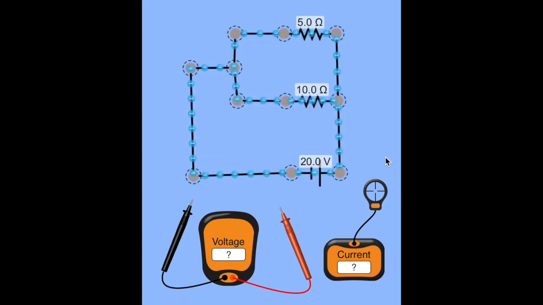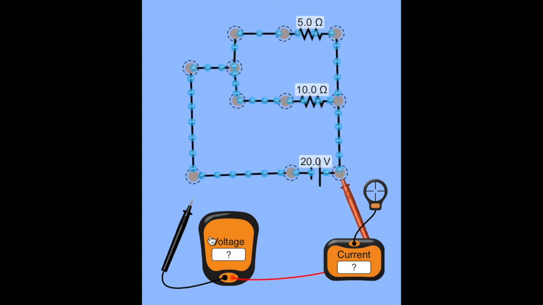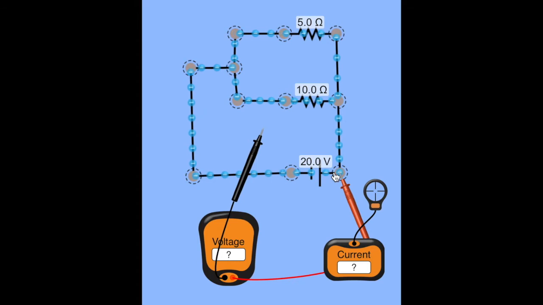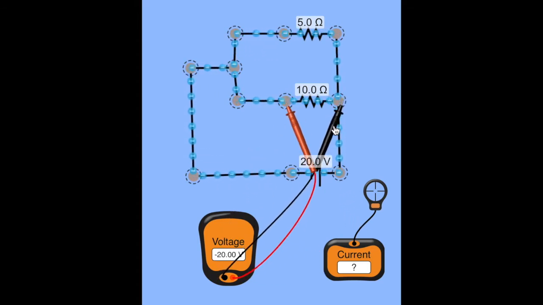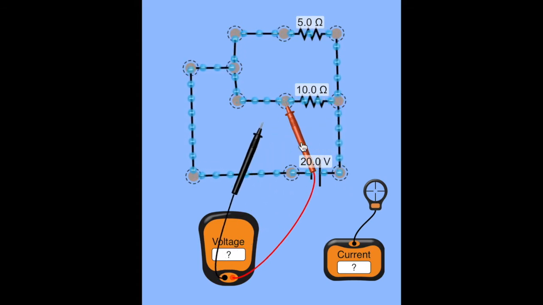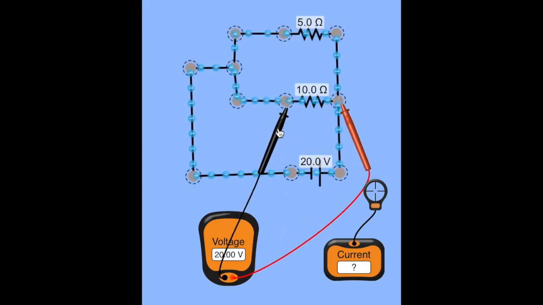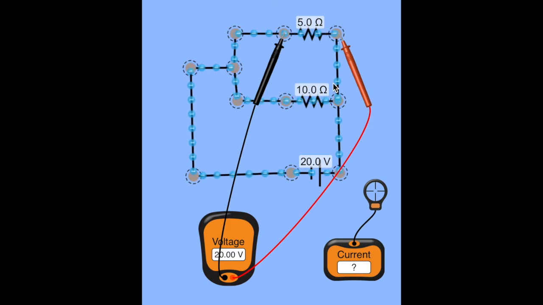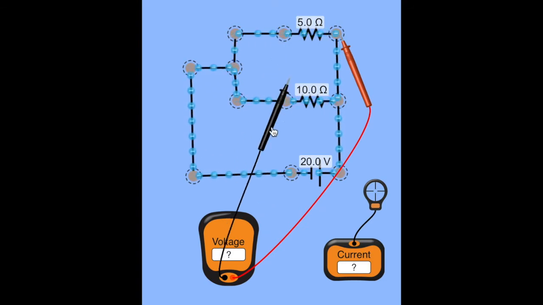In a parallel circuit, voltage is constant everywhere. So if I look at the voltage at the battery, we measure 20 volts. However, whenever I measure the voltage at the 10 ohm resistor, it's also 20 volts. Notice how it says negative 20, but if I just switch the order, it says positive 20. Either way, I would report that as 20 volts. And then at the 5 ohm resistor, again 20 volts. Same voltage everywhere in a parallel circuit.